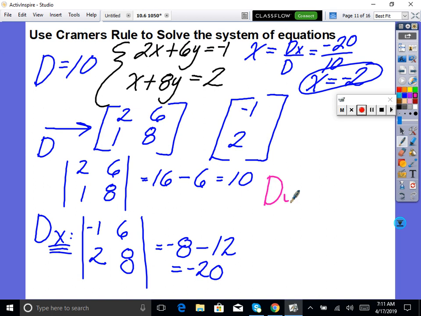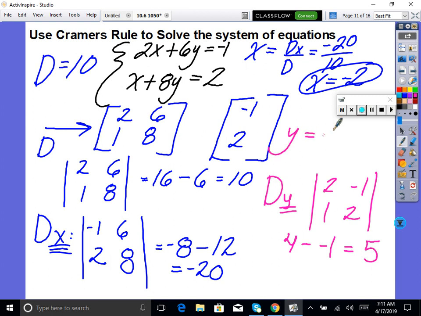That means the determinant replacing the y column. Right here's my y column. Replace it with this. So then we would have 2 and 1, replacing our y with these, so negative 1 and 2, finding that determinant. That would be 4 minus negative 1, which is 5, isn't it? So now to find y is the determinant replacing y over the original determinant. So that would be 5 divided by 10, which is 1/2.